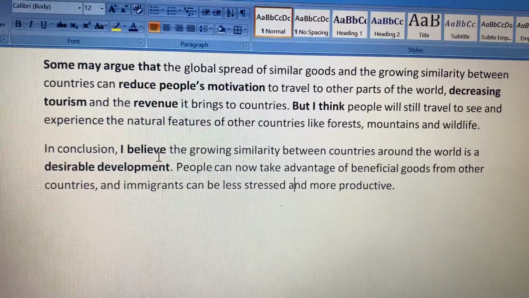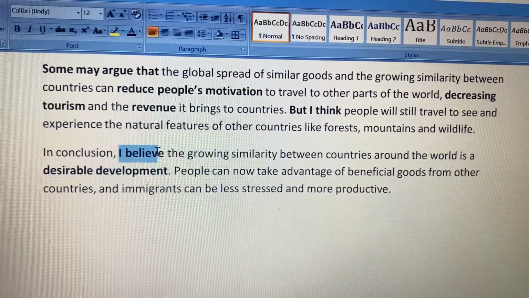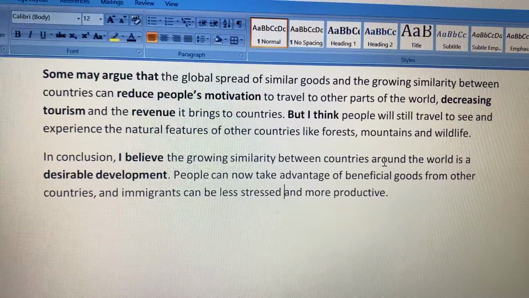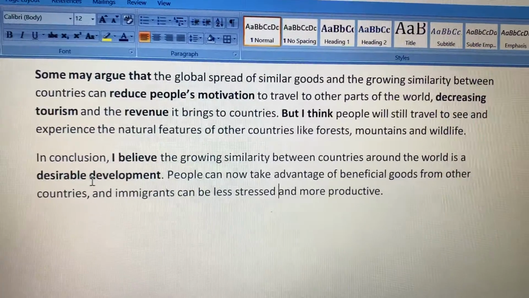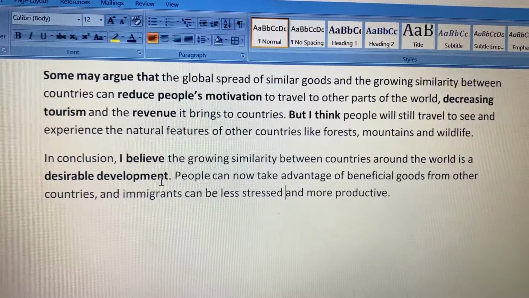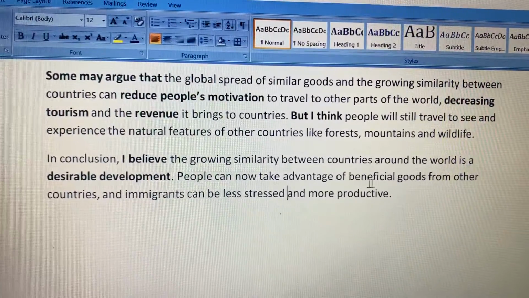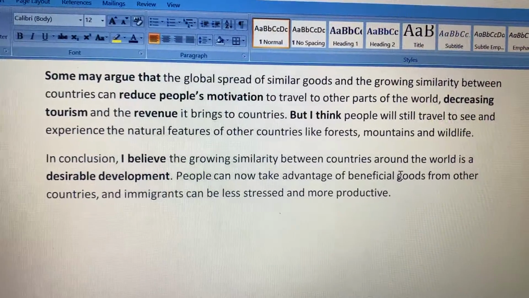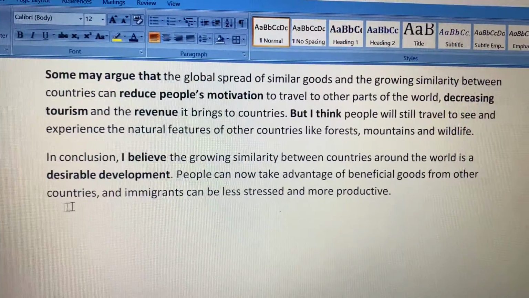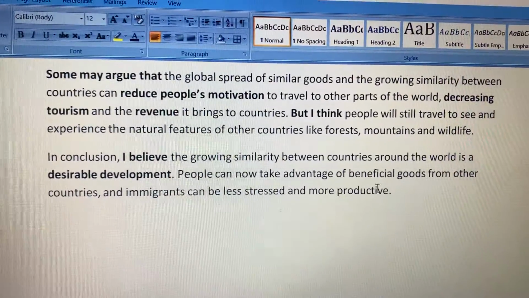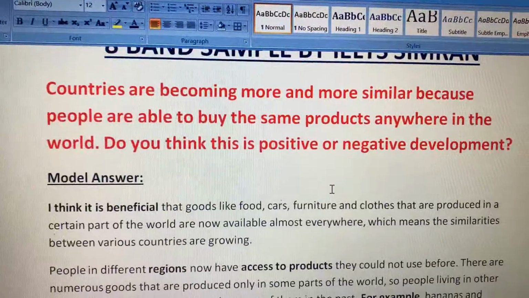In conclusion, I believe, here we also take a side, I believe the growing similarity between countries around the world is a desirable development, means a positive development. People can now take advantage of beneficial goods from other countries and immigrants can be less stressed and more productive. So this is my topic.